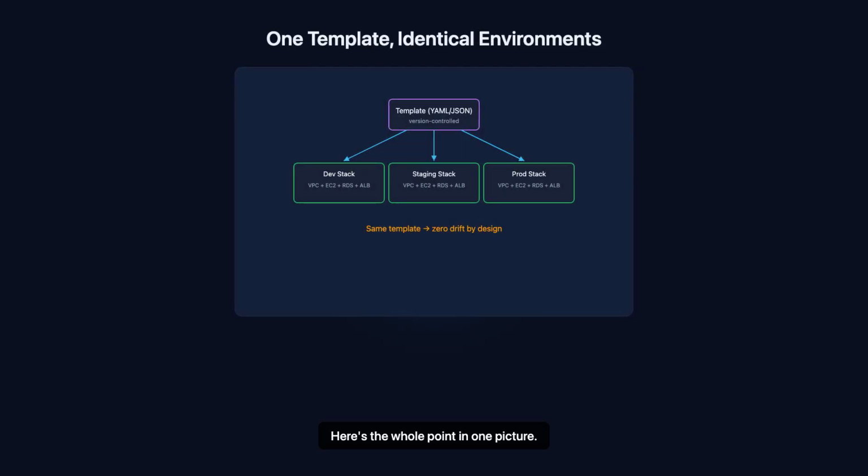Here's the whole point in one picture. At the top sits a single version-controlled template. From that one template, you deploy a dev stack, a full VPC, EC2, RDS, and a load balancer. From the very same template, you deploy an identical staging stack. And from the same template again, an identical production stack. Because all three come from one source of truth, they cannot drift apart. Configuration drift becomes impossible by design, not by discipline.